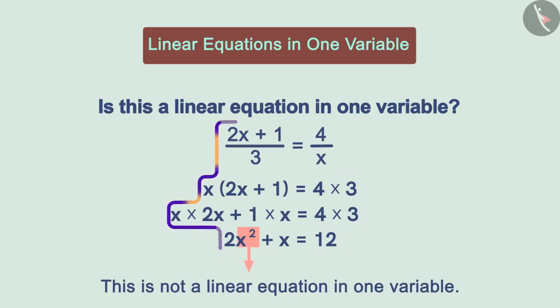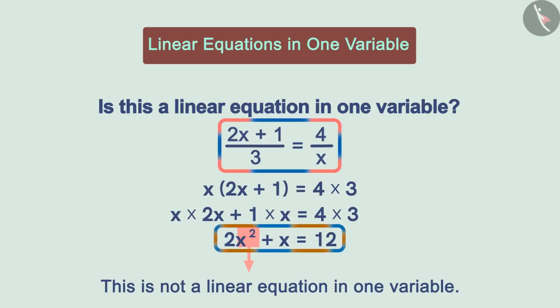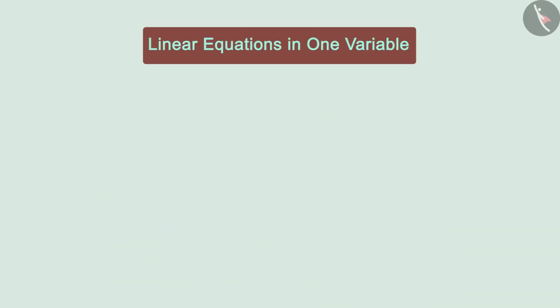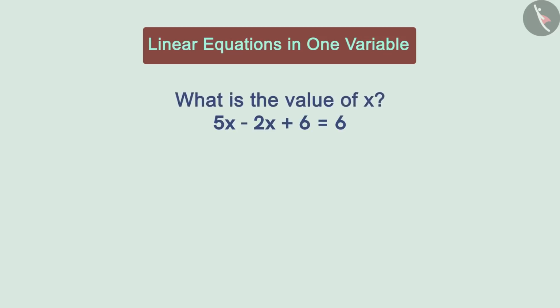With the help of this example, we have understood that before we examine if the equation is a linear equation in one variable or not, we have to change it to its simplest form. Let us see one more common misconception. Suppose we have this equation. Can you find the value of x here? This is a very simple equation to solve, isn't it?